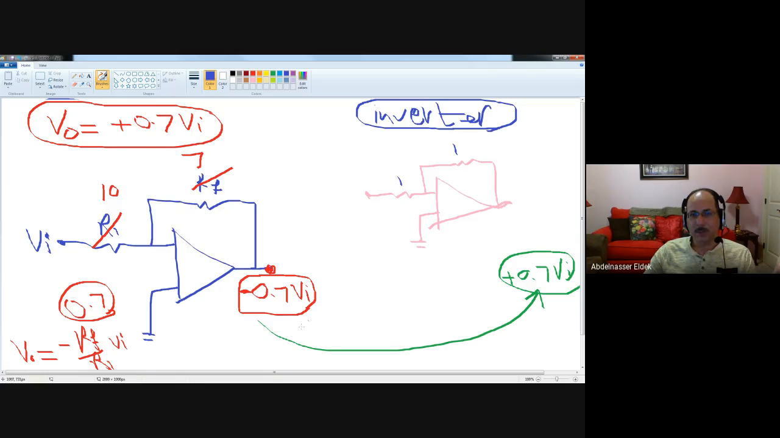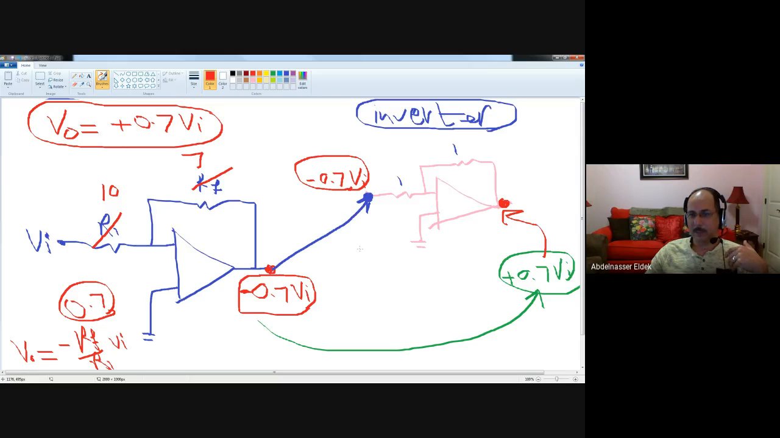Then all you have to do is connect this one here to the input at this point. Okay. So now what is the input of the inverter? The input of the inverter is negative 0.7 VI, because I connected it to the input. So if the input is negative 0.7 VI, the output will be positive 0.7. So the output here will be positive 0.7. Okay, so this will be the circuit now.